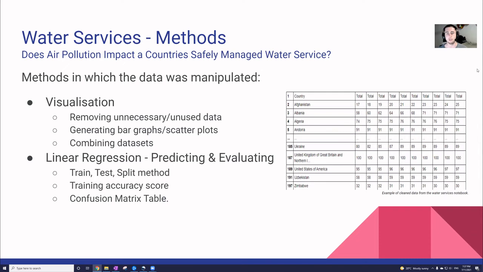The Jupyter Notebook, which explores this topic, includes methods such as data cleaning and visualization of the data in order for it to be more readable and easier to work with. Then this notebook goes on to make use of a linear regression model to predict a correlation between water services and air pollution, and then evaluates its effectiveness with an accuracy score and matrix table.